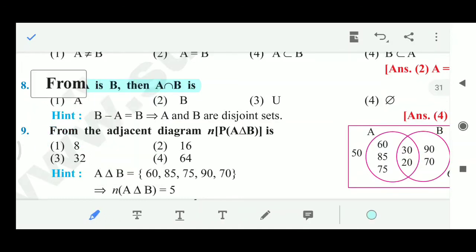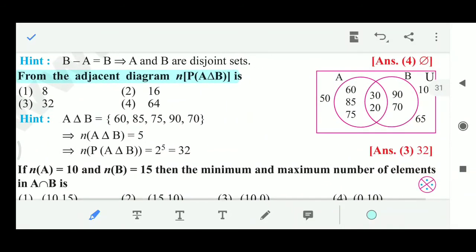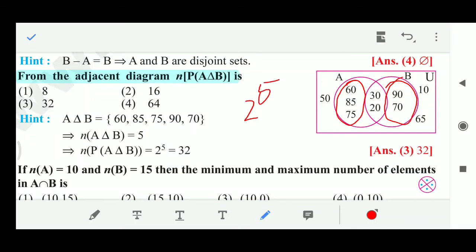Next, the ninth sum: from the adjacent diagram, find n of P of A symmetric difference B. For A symmetric difference B, the formula is A minus B union B minus A. From this diagram the elements are 60, 85, 75, 90 and 70. So 5 elements. So 2 power 5 is equal to 32, which is the answer.